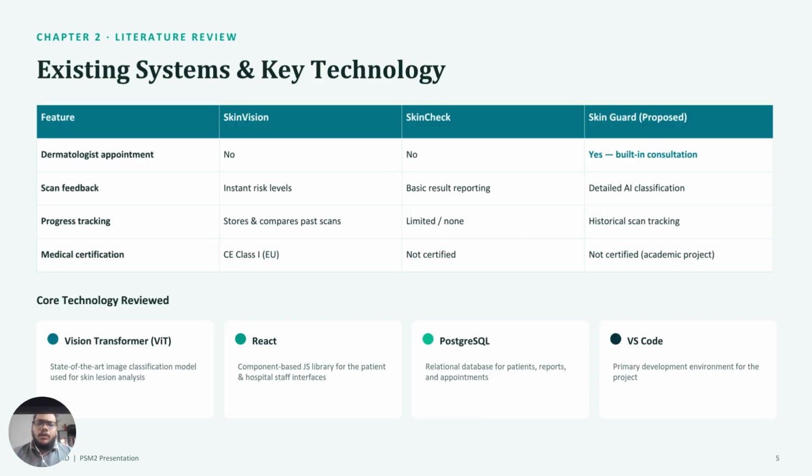Okay, now let's look at the two existing solutions, Skin Vision and Skin Check, and compare them against what I propose, Skin Guard. Neither Skin Vision nor Skin Check offers a built-in dermatologist appointment feature. Skin Guard does. Skin Vision gives instant risk levels and lets users track scans over time.